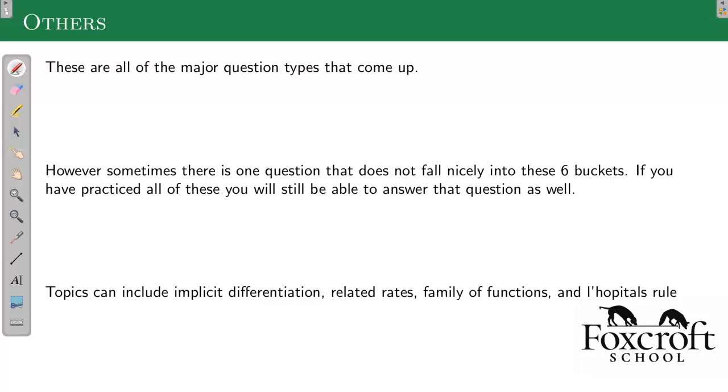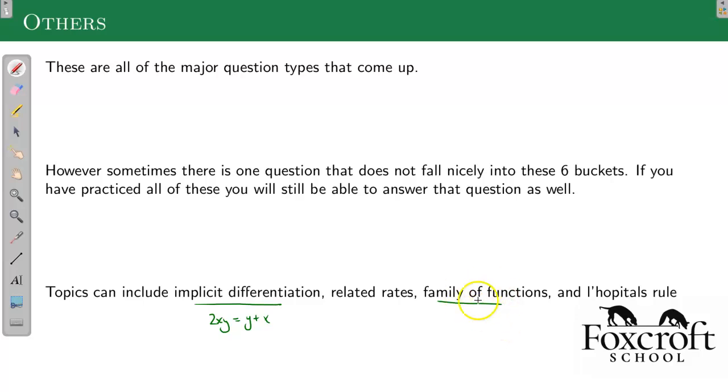That doesn't happen every year, but it's possible. You could see an implicit differentiation question. So it'd be like 2xy equals y plus x, and ask questions about its derivative and things. You could do related rates. We actually saw one of the examples we did in these videos. Related rates was a part of a bigger question. So again, it might not be a whole question, but it might be a part.